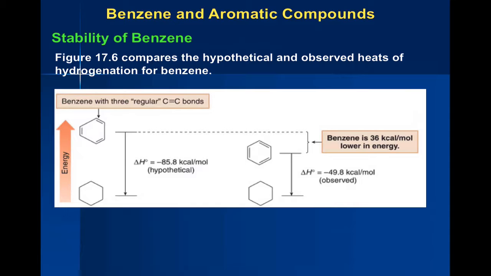And so this is what we would have if we imagine benzene as having 3 isolated double bonds. We talked about that earlier. And if we hydrogenated this molecule, we would expect to get just under 86 kilocalories per mole of energy out in that reaction. But benzene is actually lower in energy than this hypothetical molecule. It's somewhere here. And so when we hydrogenate it, we only get just under 50 kilocalories per mole of heat energy out. And it's this difference, this 36 kilocalories per mole lower in energy, this is the aromatic stabilization of that particular molecule.